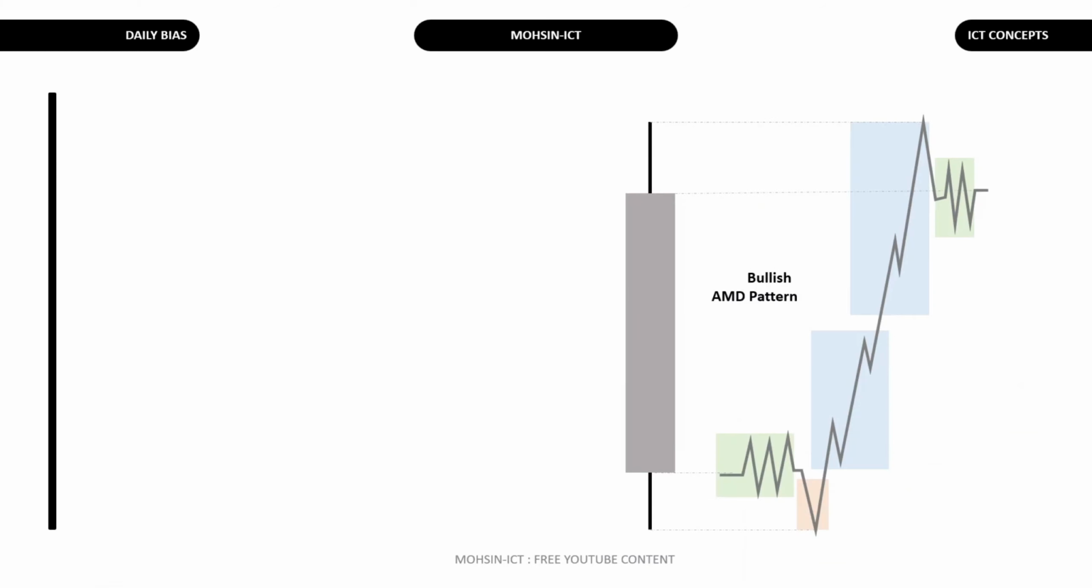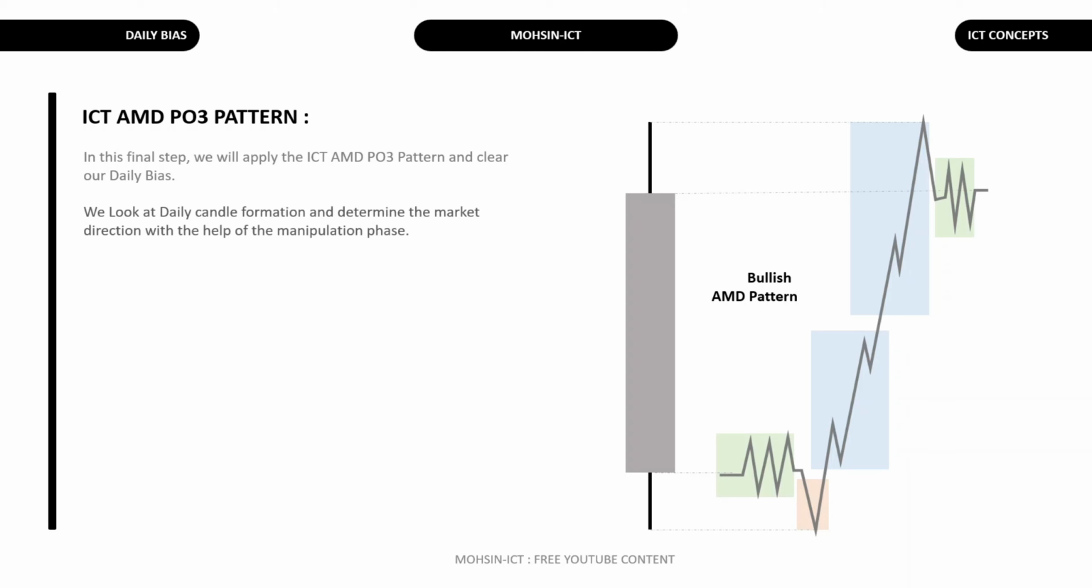Our next and final step is ICT AMD PO3. In this final step, we will apply the ICT AMD PO3 pattern and clear our daily bias within our lower time frame. We would actually look at the daily candle and determine the market direction with the help of the manipulation phase. So if you are not familiar with the AMD or PO3 pattern, you need to watch my previous two videos in which I explain each of these in a more detailed way.